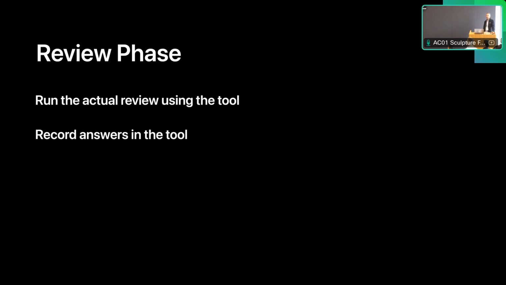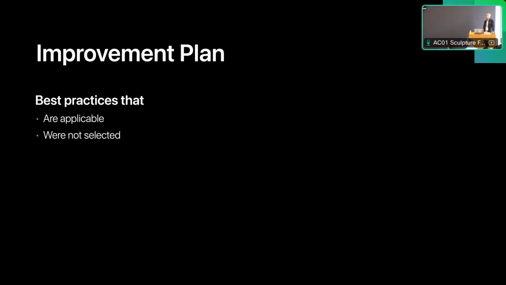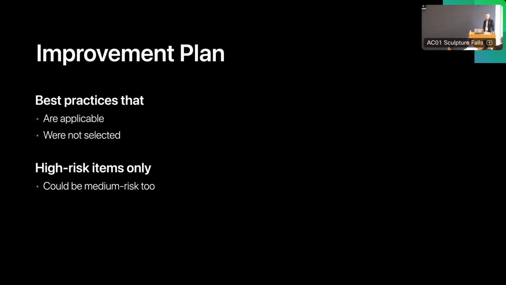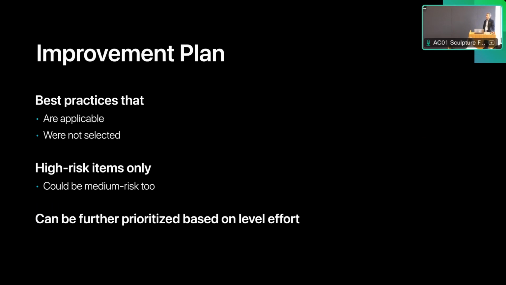And once we're done with that, then the tool will generate an improvement plan for us. And that will simply be the list of best practices that we indicated are relevant, but that we said we're not yet following. And then you can further prioritize those to be either just the high risk items, or also you could include the medium risk items. That's up to you. So you will get out of this a list of best practices that you could be following, and you can further prioritize that list based on level of effort. You could create Jira tickets for it, or add it to your backlog and work through it.